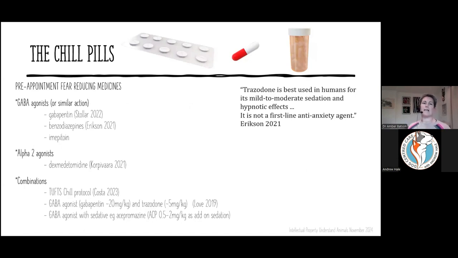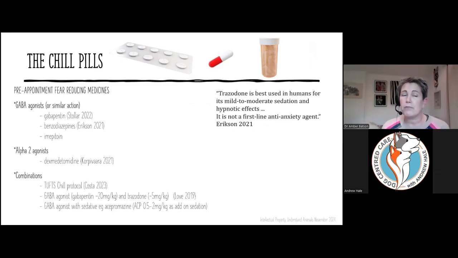And then just lastly, I've put a couple of slides together about pre-appointment medications. It's a bigger topic in its own right, and hopefully it's something that we'll upload a presentation for on the website in due course. But this just provides you with some references. We can use medications before appointments that have impact on GABA receptors, which are likely to reduce the fear experience for dogs. We can also use medications that work on the sympathetic nervous system, so things like alpha-2 agonists like dexmedetomidine, and we can use combinations as well.